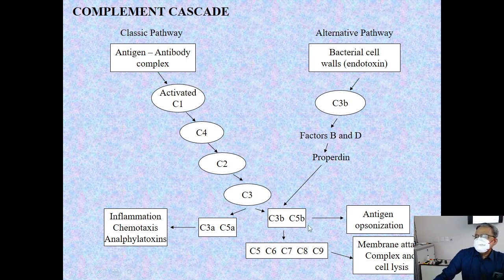So C3b and C5b are opsonins, and C5b gets bound to the membrane. That's why it's called B. Once it binds to the membrane, it subsequently aggregates C6, 7, 8, and 9, which aggregate together to form a large molecular complex called the membrane attack complex. They lyse the cell. Now, which cell would that be?